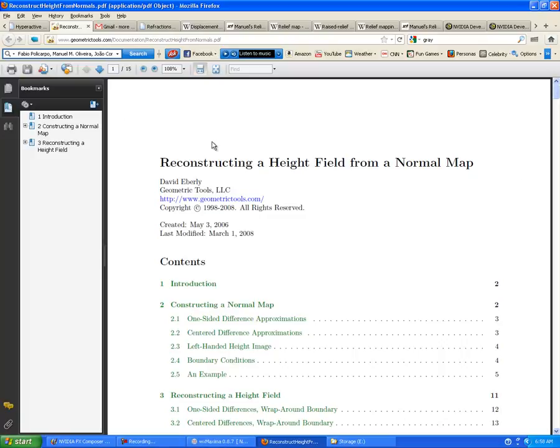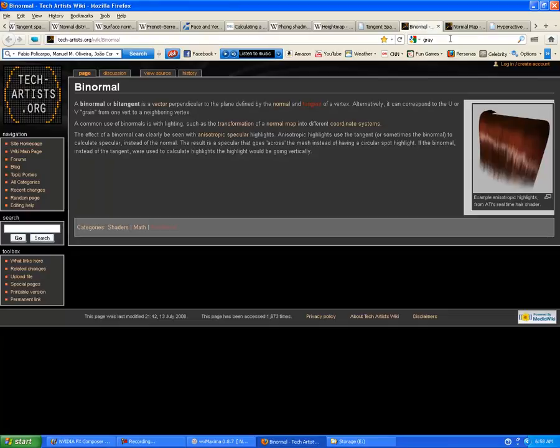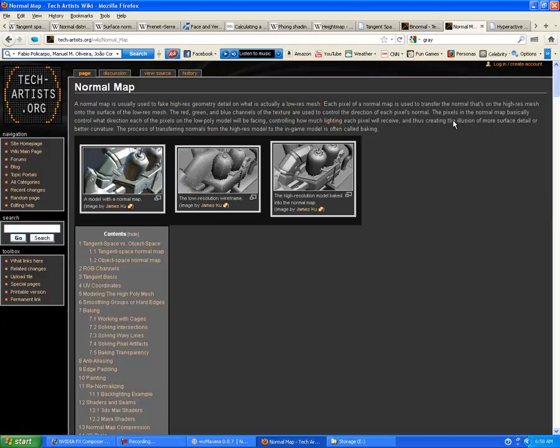Okay, so let's look at a breakdown on this. Also, this is a real quickie here. An example of a binormal, and I want to point out something. Here's another example of not having the normal map and having a normal map. And here's a high resolution mesh.